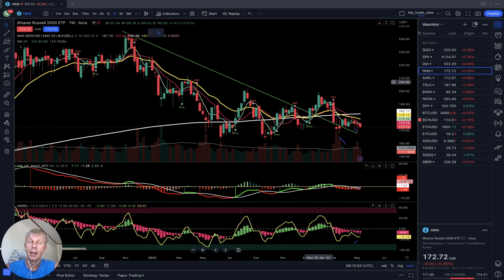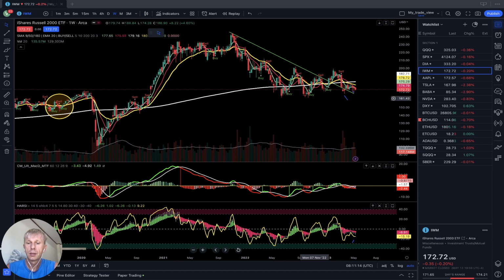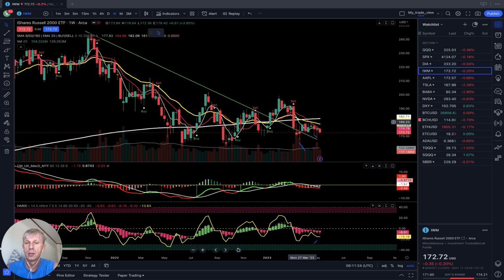Let's check weekly what's going on. Weekly, IWM is technically in the bearish trend. You see, in 2020, MA20 did a bearish crossover below 200. It was the weakest, right? And recently, in March 2023, it did a bearish crossover also. MA20 is in the bearish territory now. It's very bearish. Now it's a bearish territory, technically.